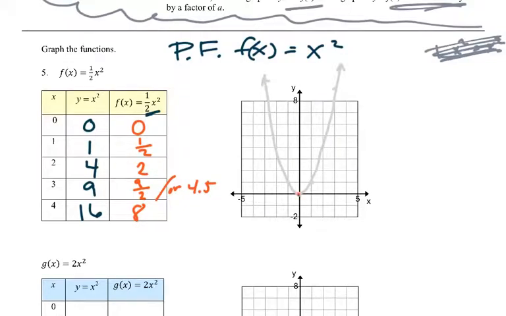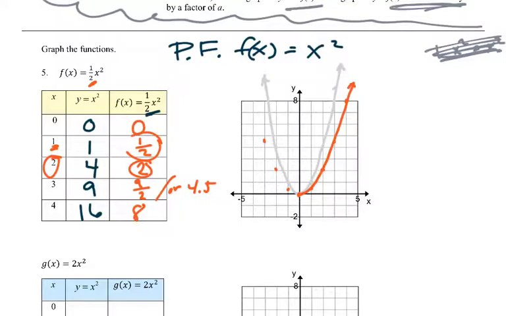So 0, 0 stayed the same. Then I would have 1, 1/2. So at 1, I would have 1/2, halfway between 0 and 1 right there. And the same thing would be true for the -1. 2, the point 2, 2 would be on this graph. 3 and 9/2, which is 4.5. So 1, 2, 3, 4.5. And then 4, 8. Right there. So you see how each of these points got shrunk down? And that's because my scalar is between 0 and 1.